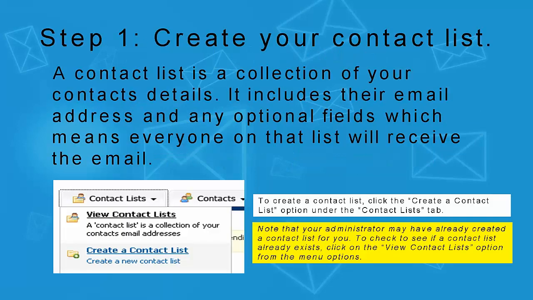Step 1. Create your contact list. A contact list is a collection of your contacts' details. It includes their email address and any optional fields, which means everyone on that list will receive the email. To create a contact list, click the Create a Contact List option under the Contact Lists tab.